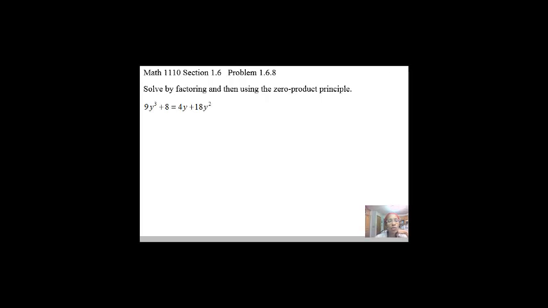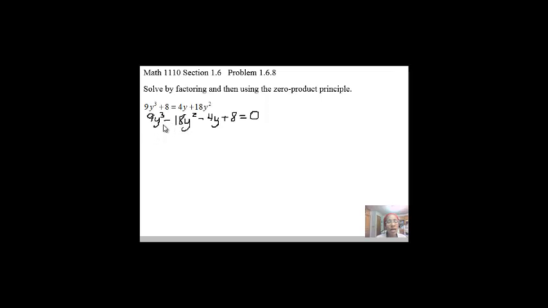The first thing we want to do whenever we're using factoring is to gather all of the terms on one side of the equation in descending exponent order and get a 0 on the other side of the equation. So I'm going to subtract 18y squared and 4y from both sides of the equation. And that leaves 9y cubed minus 18y squared minus 4y plus 8 on the left and 0 on the right side of the equation. Now I'm going to factor by grouping.